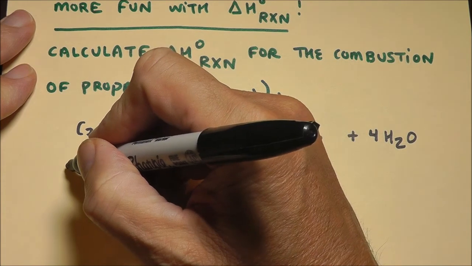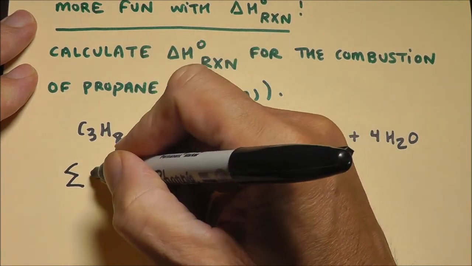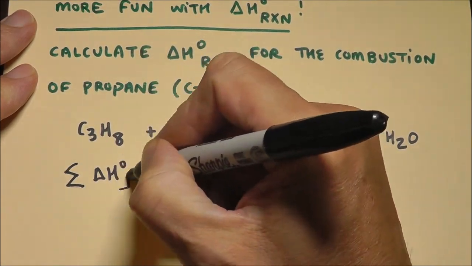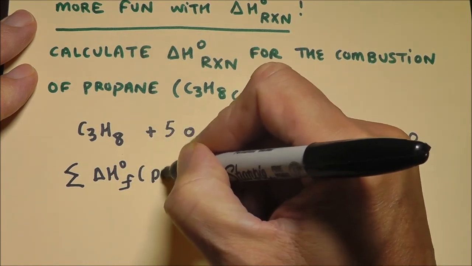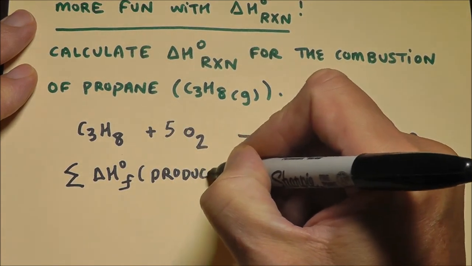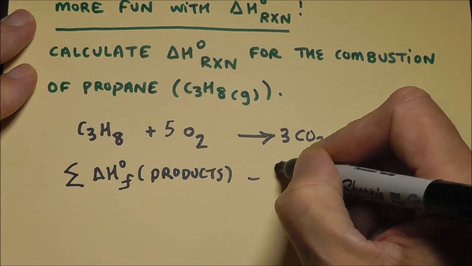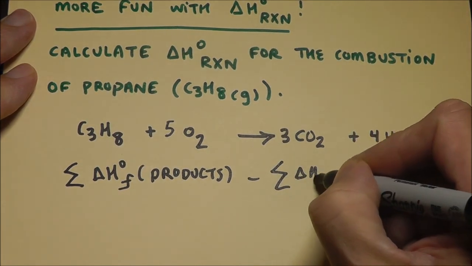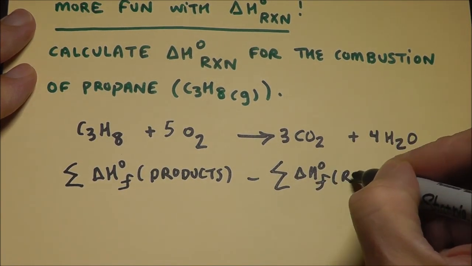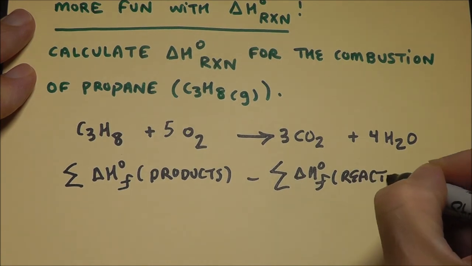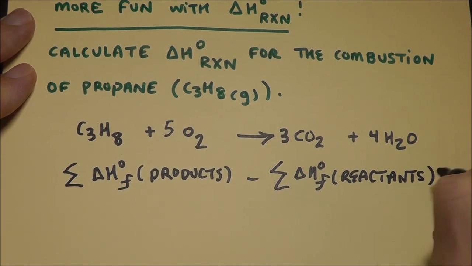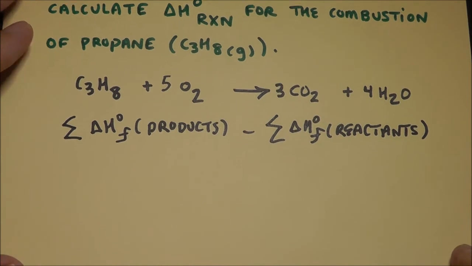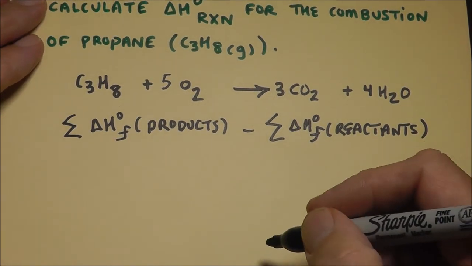Even though it doesn't matter, because when we plug this through the table, we have an element in there. The way we set it up, it's the sum of the delta HFs of products, stuff on the right, minus the sum of the delta HF of all the reactants, stuff on the left. Watch out, don't get it backwards.